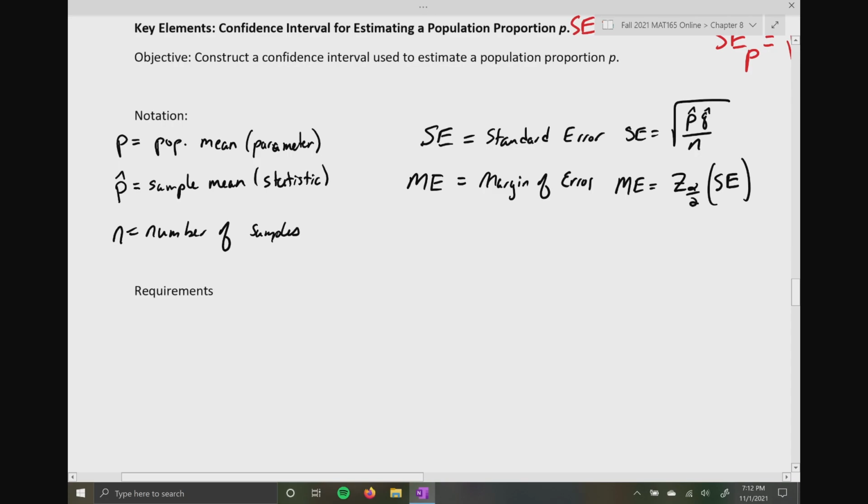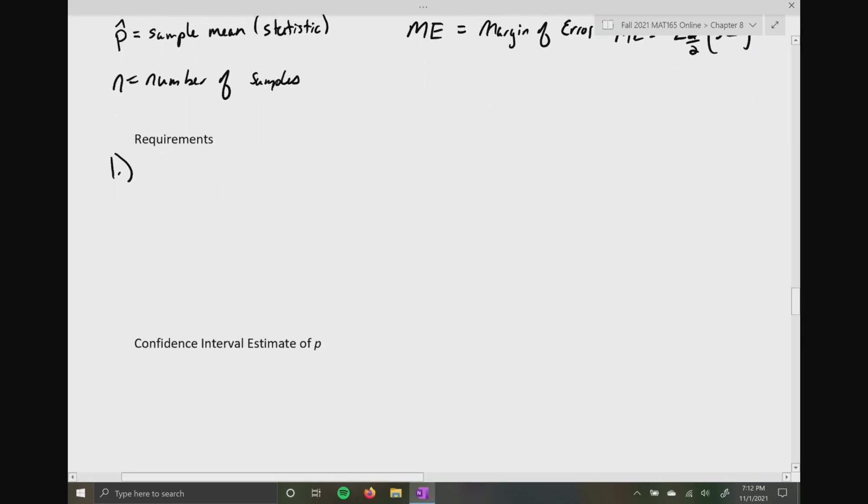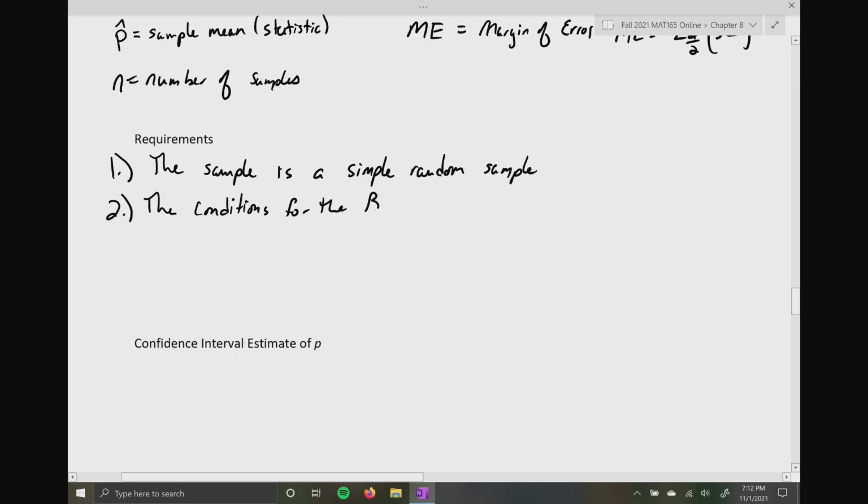Now, there are requirements. You just can't do this whenever you feel like it. The first requirement: the sample is a simple random sample. Okay? 2, the conditions for the binomial distribution are satisfied. Now remember, that is n times p is greater than 5 and n times q is greater than 5. Okay?